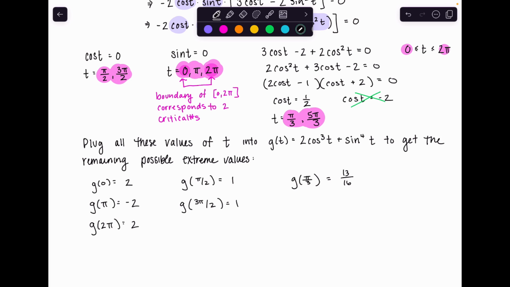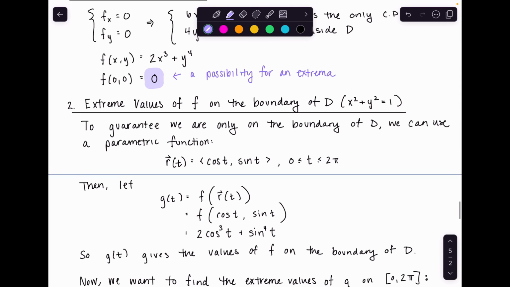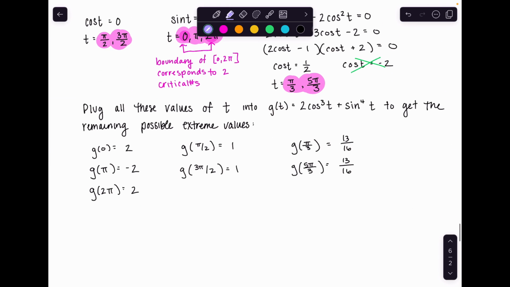Use a calculator to help you out. This ends up being 13 over 6. And then if you do 5 pi over 3, it will end up also being 13 over 16. So again, I now am going to box these. 0 was a possibility, and all of these are possibilities.